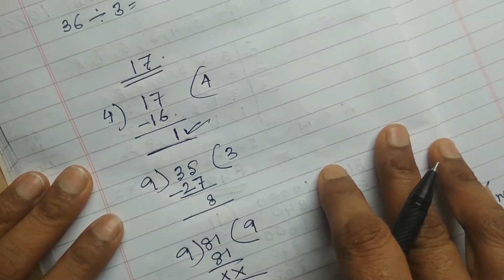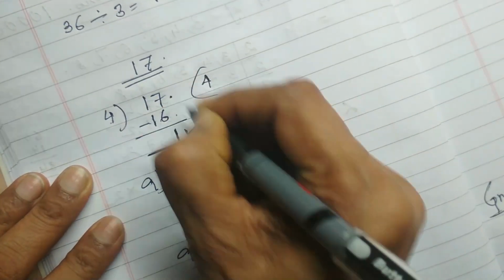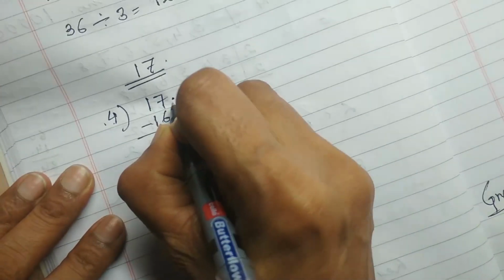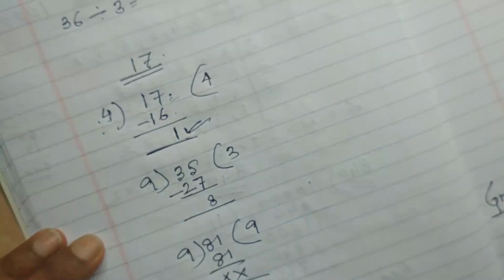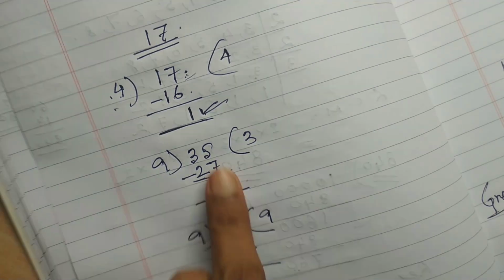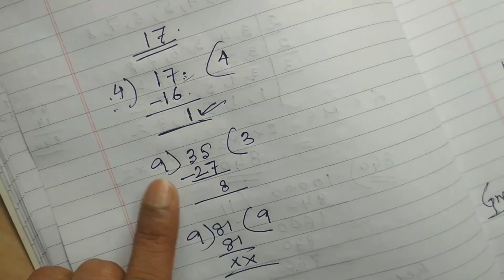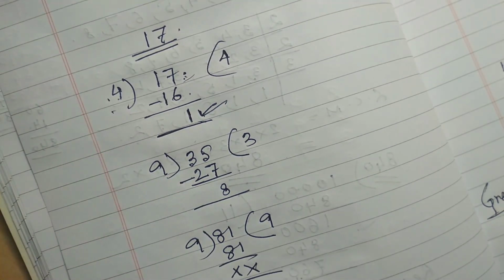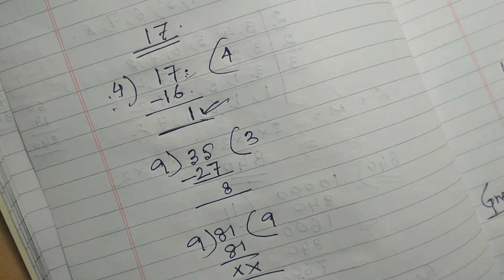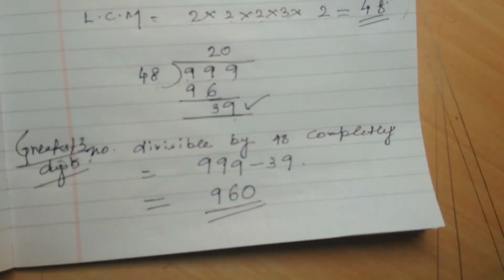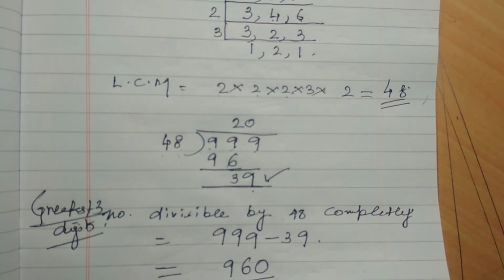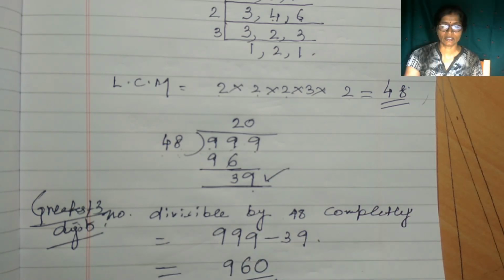But if 17 is not divisible by 4, then what will I subtract from this so that it is divisible by 4? Whatever the remainder is, I subtract it: 17 minus 1, then it is divisible by 4. 35 minus 8, that is 27, then it will be divisible by 9. So if the number is not completely divisible, then I have to subtract the remainder from the dividend. Then the number is completely divisible by the divisor. So here the greatest number divisible by this is your 960.